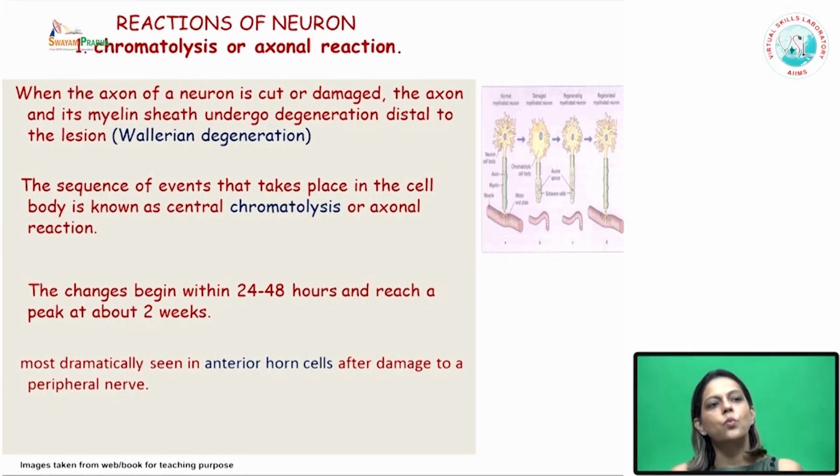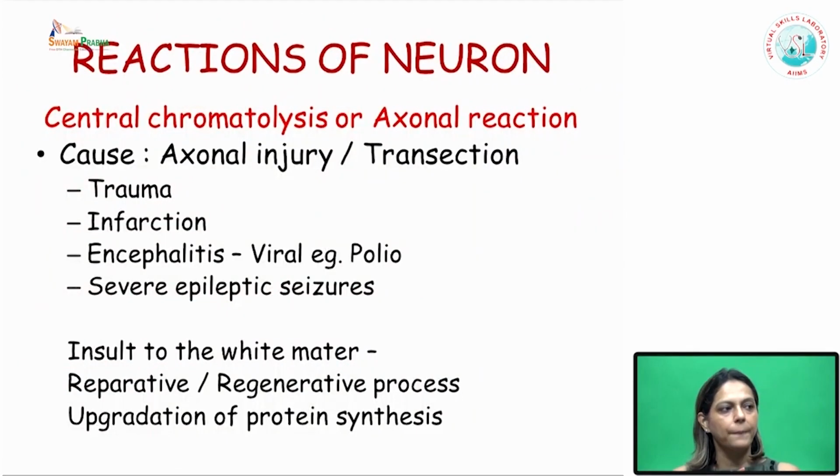So now coming on to what are the reactions which can happen to neurons in a state of injury. For example, if you have an axonal injury, the axon which is distal to that area will undergo degeneration, and this is known as Wallerian degeneration. And there are some changes which occur in the neuron also, proximal to that. Those changes which occur in the neuron are known as chromatolysis. Now, what is the cause of chromatolysis? It can be trauma, infection, infarction, or an epileptic seizure. Any insult to white matter will ultimately cause insult to the neuron also.